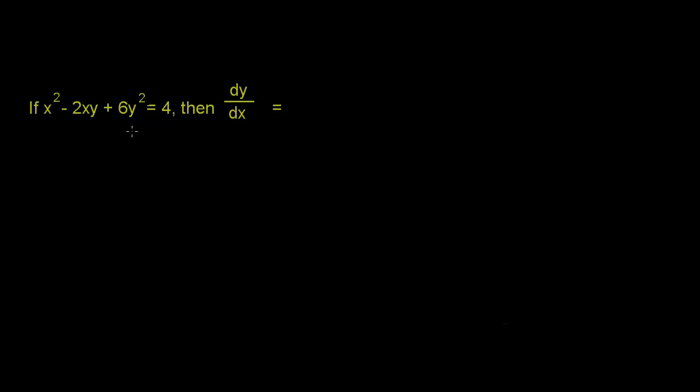So what do you do if you can't isolate for either one of the variables? We do something called implicit differentiation.